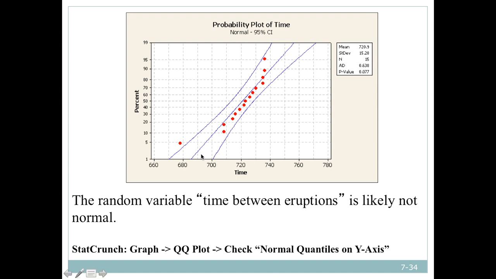So if you take a look at this, the random variable time between eruptions doesn't look very normal. If you look here, we have this outlier out here that's sort of sticking out. And then these data points look pretty close to the actual line, but this one is really far away, okay? So it means that our data is probably not normally distributed.